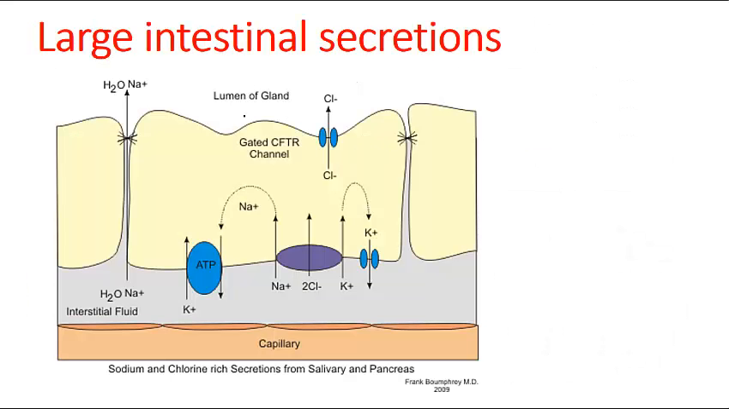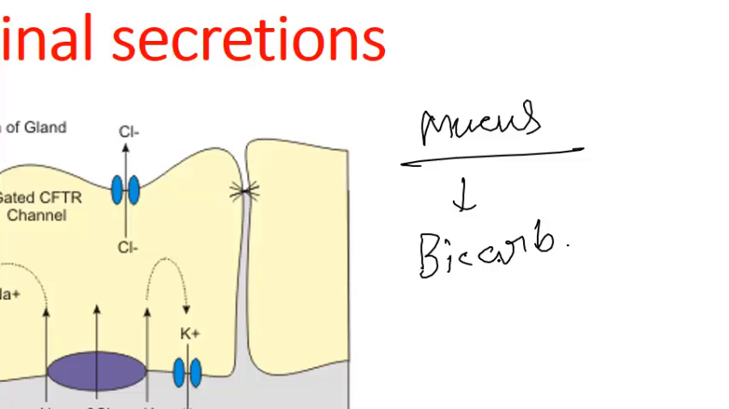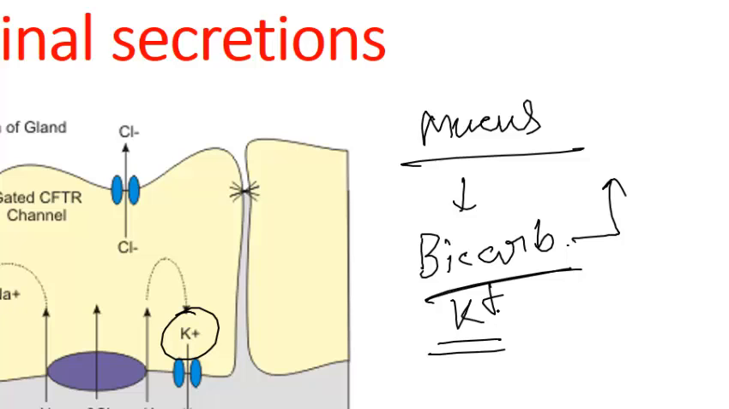Lastly, we have the large intestinal secretions. The large intestine has alkaline mucus containing bicarbonate. The mucus that we have in the large intestine contains bicarbonate, and we have potassium ion that's secreted by the intestinal cells. Both this secreted potassium ion and the bicarbonate help in the neutralization of the stomach acids and chyme. Potassium also helps in preventing any kind of bacterial acid damage.